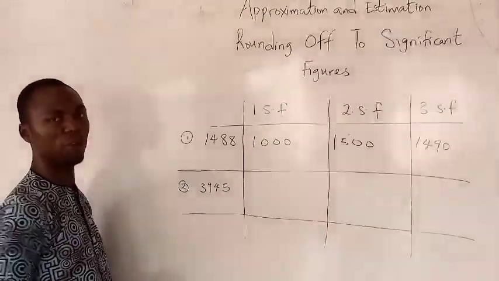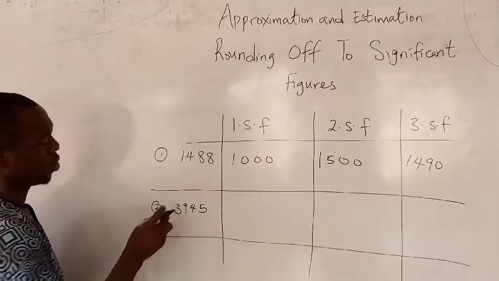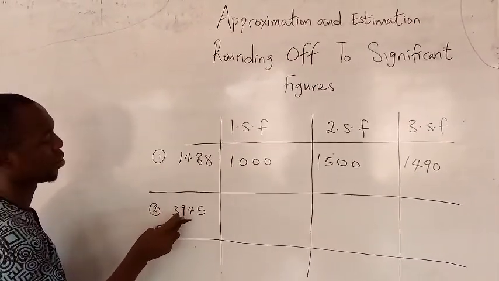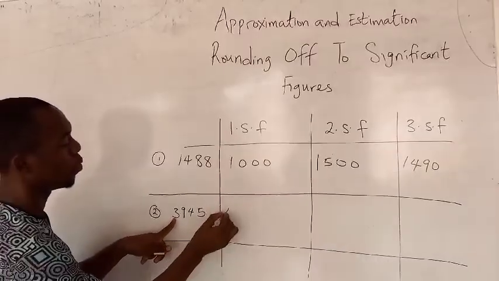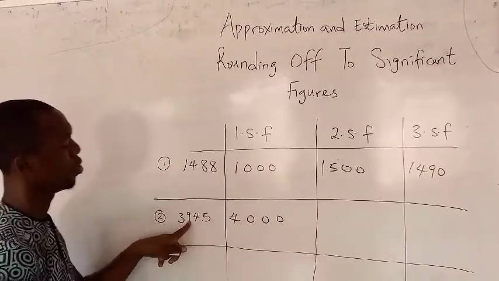We have 3, 9, 4, 5 here. So one significant figure. This is 1. The next figure is up to 5. So that means this 3 will become 4. Then the rest of them will now be 0.